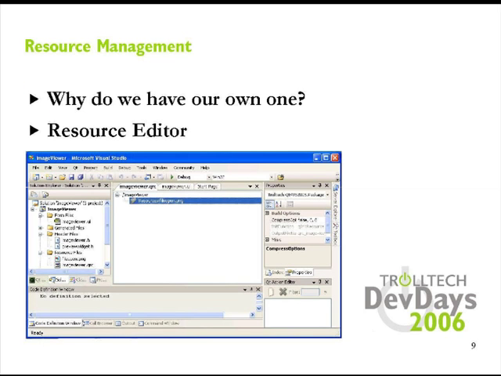Resource management. So first, why do we have our own one? Our own one means Qt-specific one. The reason for it is, if you would only develop for Windows, then you're totally fine with using RC files, WinRC files. The problem is if you want to port it at one point to another platform, Mac OS, Linux, then you have a problem. That's why we have QRC files.